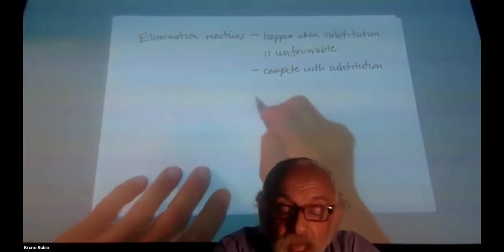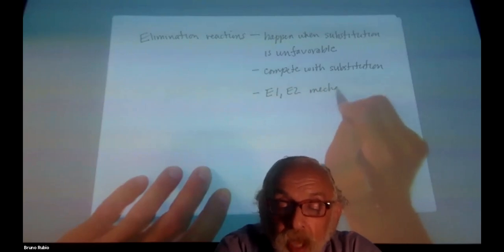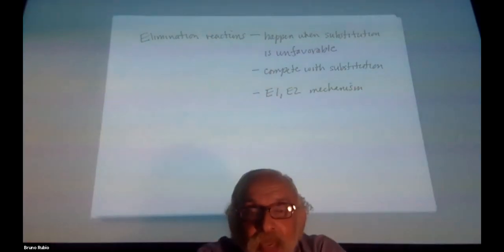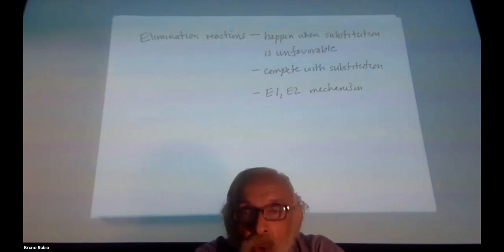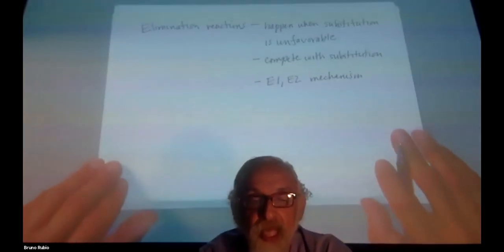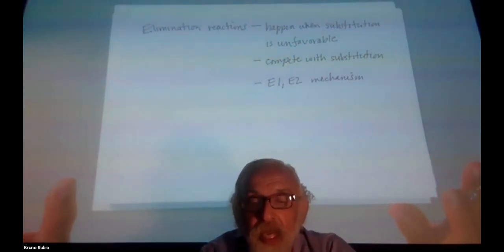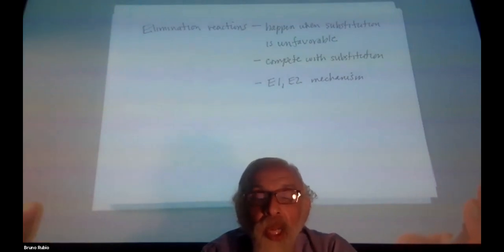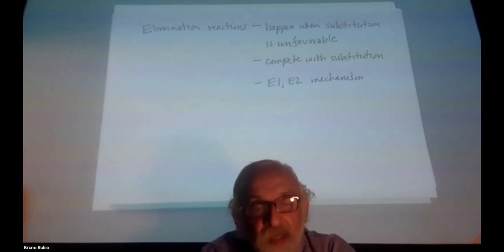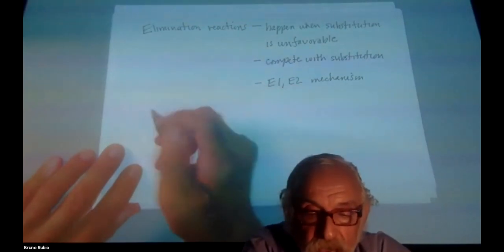As I said, there is the E1 and the E2 mechanisms. And it would be nice if E1 competed with SN1 only. And it would be nice if E2 competed with SN2 only. But the truth is so messy. And we'll unpack and explain all of these things as the elimination story unfolds. Okay, so let's look at a situation where substitution is unfavorable. Okay, and this is where elimination is going to happen.